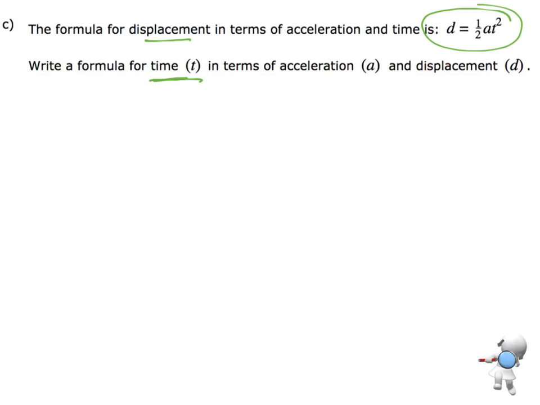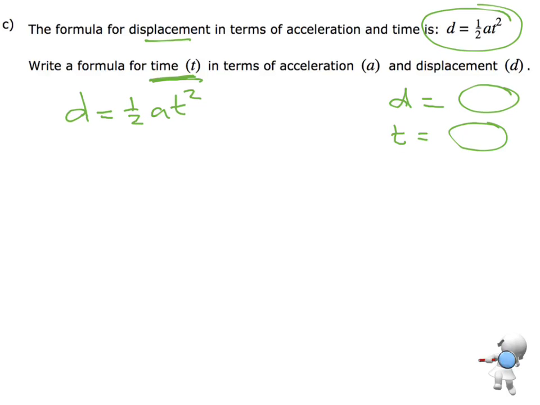So at the moment, the equation's d equals a bunch of stuff. They want us to rearrange this equation to get t equals a bunch of stuff. So that's what they're asking us to do, to write a formula for time. So let's write the formula down. d equals a half a t squared.